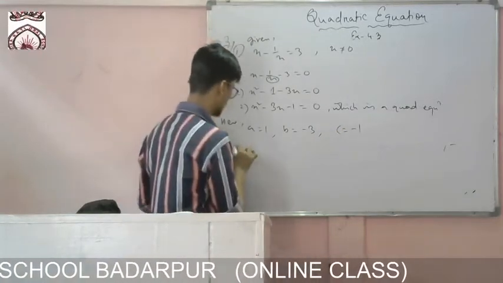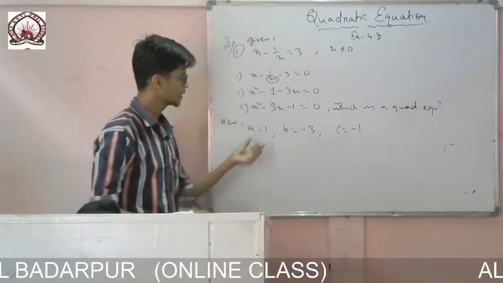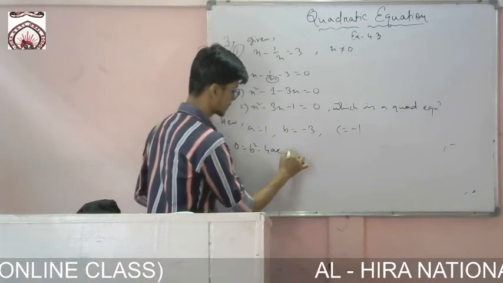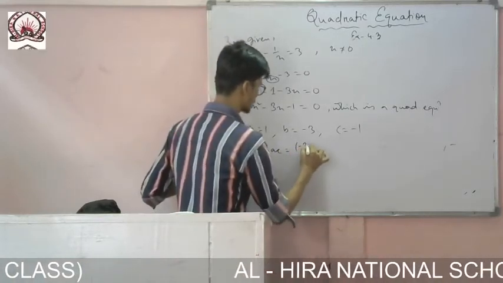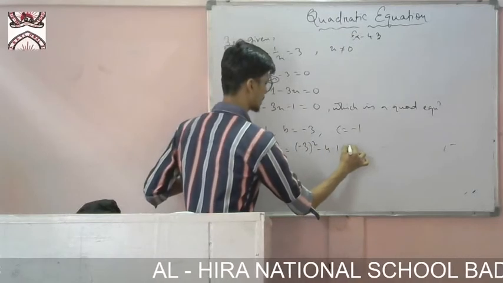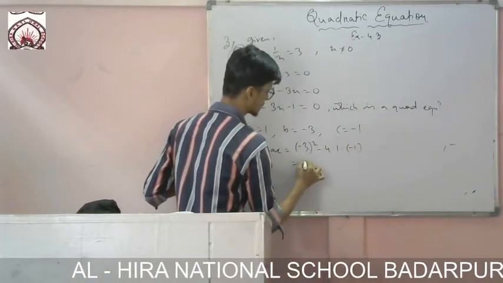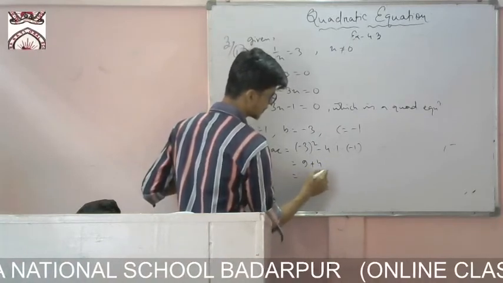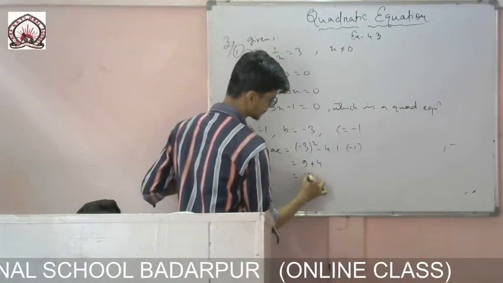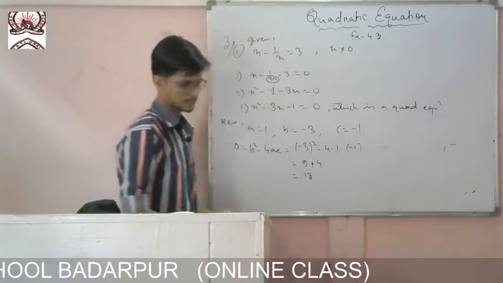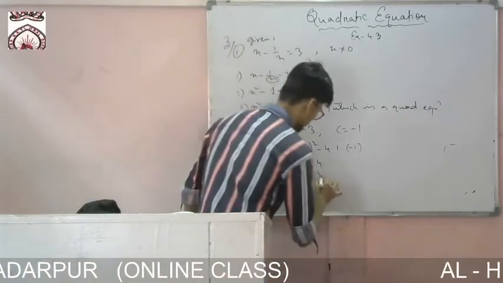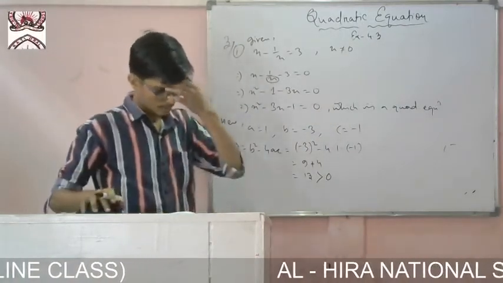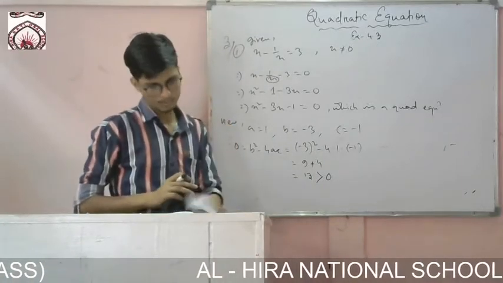Therefore D will be equals to b square minus 4ac. So b is here minus 3, so minus 3 square minus 4ac. So 3 square is 9, minus becomes plus, 4 1s are 4, 9 10 11 12 13. So it is coming plus 13, which is greater than 0. That means the equation will have real roots.